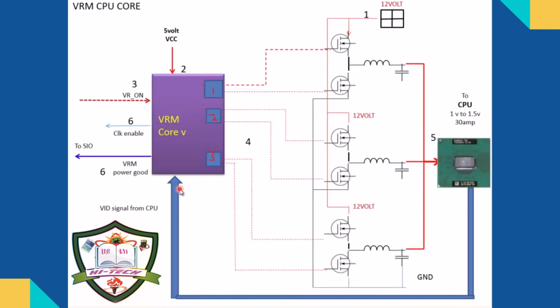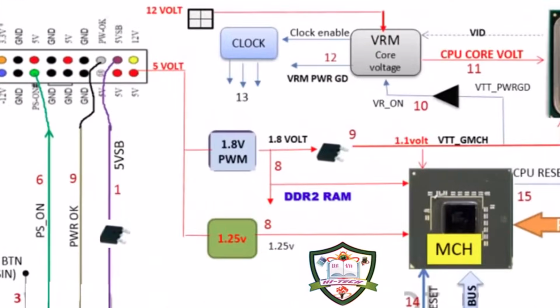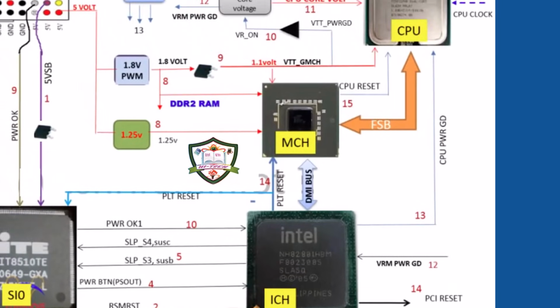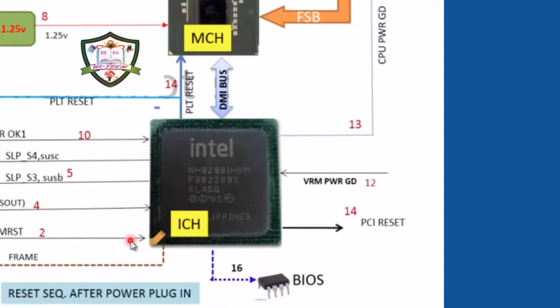This leads to Step 13, where the system clock begins and the CPU_PWR_GD signal is confirmed. Finally, Steps 14 and 15 involve the PLT_reset and CPU_reset signals. This allows the CPU to begin reading the BIOS code, identified here as Step 16.